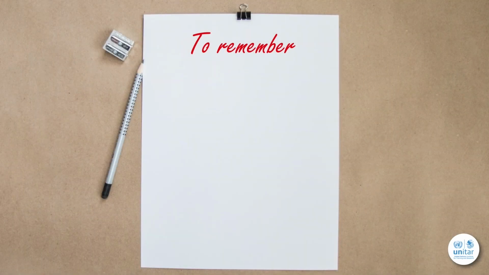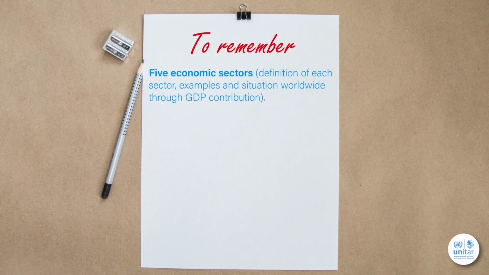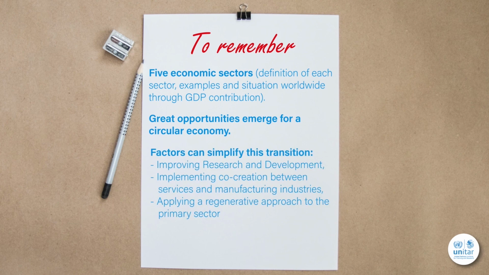Let's summarize our learnings from this session. We have learned about the 5 different economic sectors, their definition and current situation worldwide through GDP contribution. Then, we looked into opportunities for each sector when switching to a circular economy approach. We finally saw that different factors could simplify this transition, such as improving research and development, implementing co-creation between services and manufacturing industries, and applying a regenerative approach to the primary sector. Overall, all sectors complement each other. Gathering their respective strengths will allow a very fast transition to a circular economy.